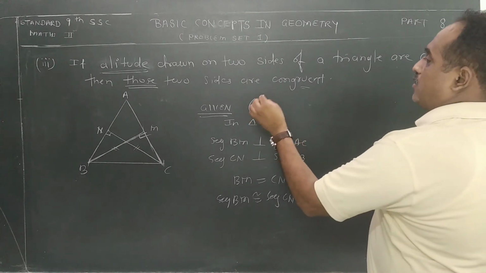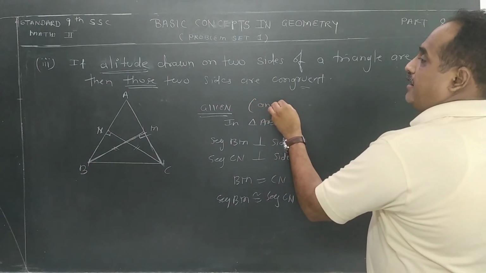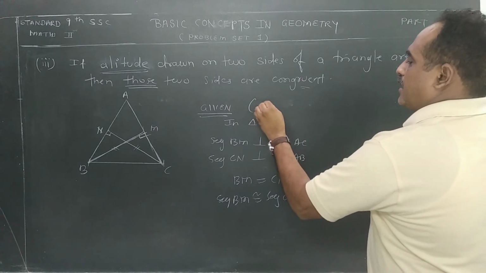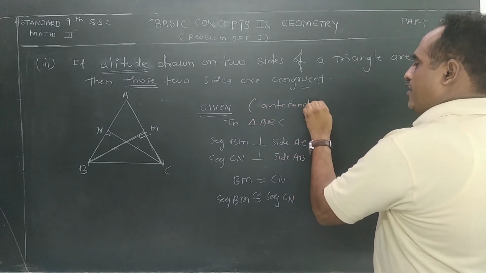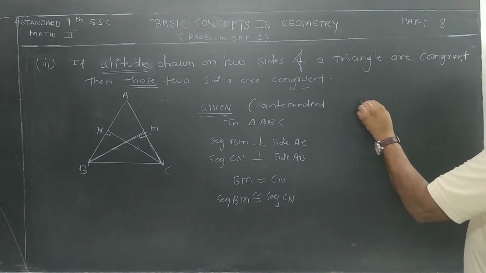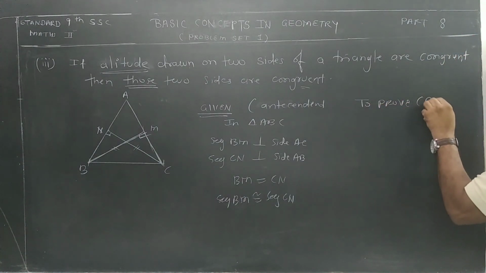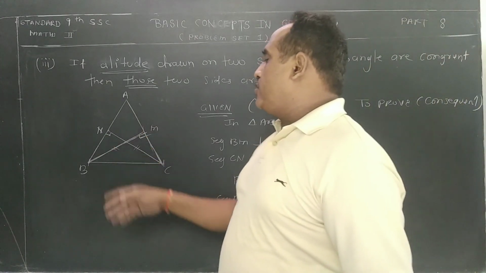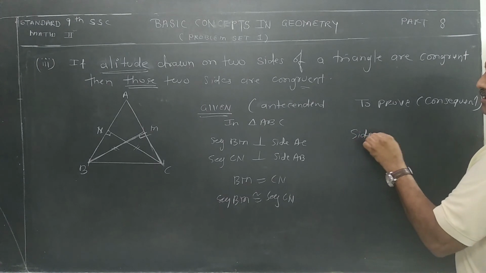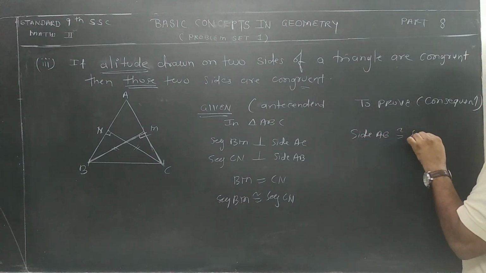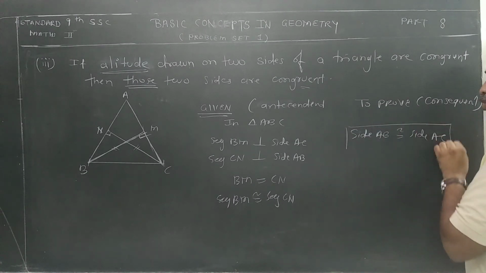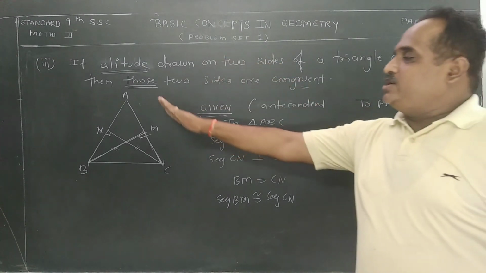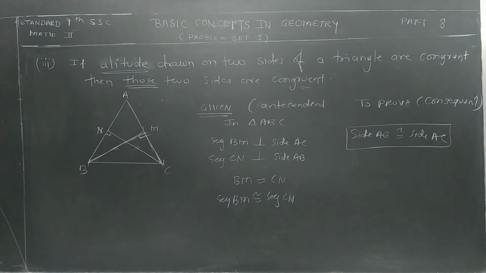This is actually your antecedent. And what to prove is the consequent. What is the consequent? These two sides are congruent. Which two sides will be congruent? Then what you are going to prove? Side AB is congruent to side AC. Those two sides are congruent, means AB is congruent to AC. We have to prove this. This is the way you are going to do the last question.